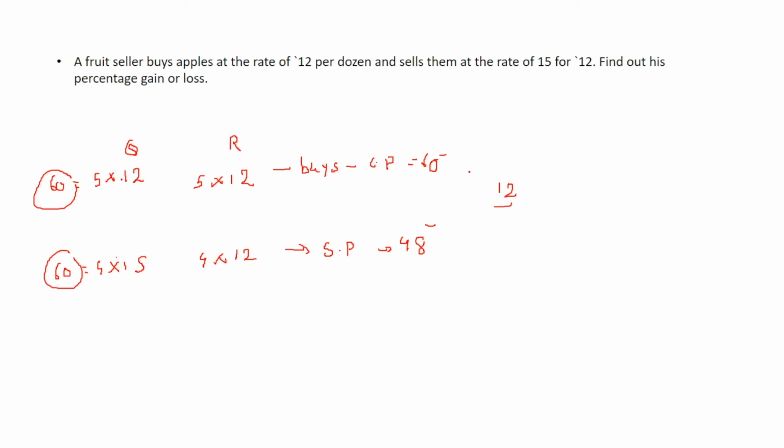And what price did he invest from his pocket? 60 rupees he invested, right? So this comes out to be 1 by 5. So 1 by 5 you have to convert into percentage. This comes out to be 20%. Simple, simple. Thank you.